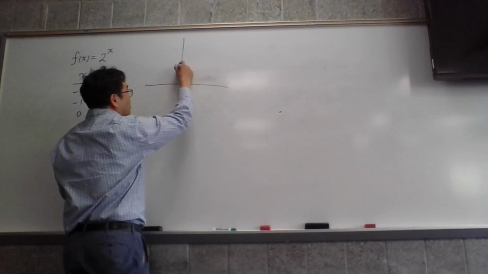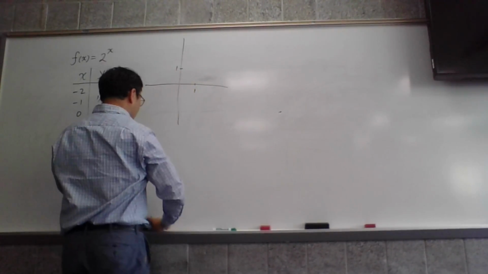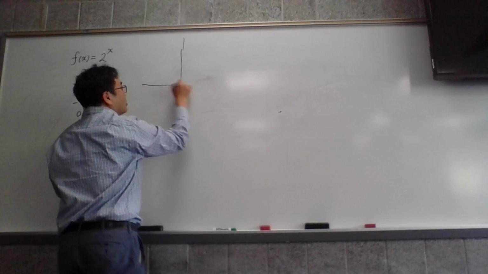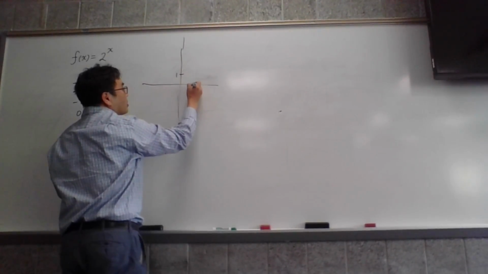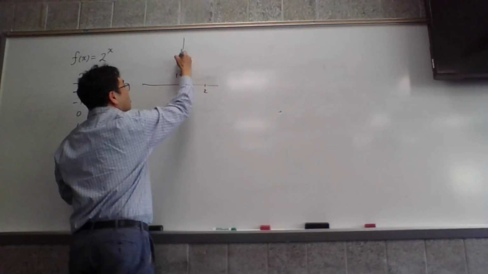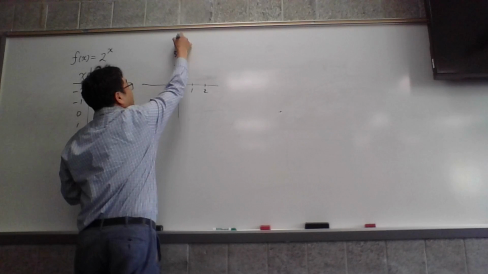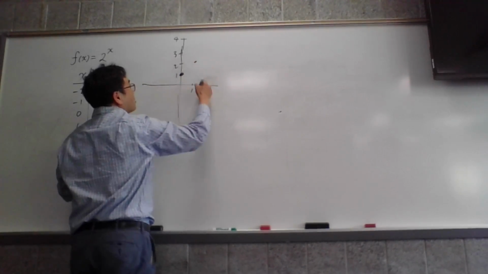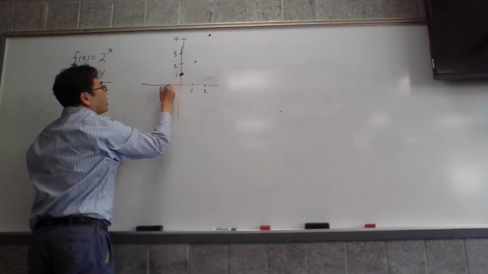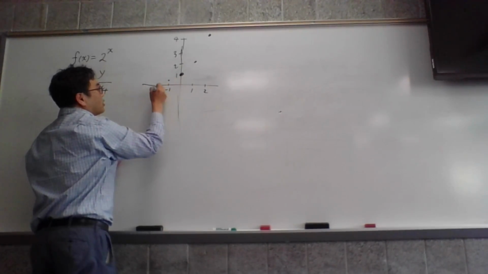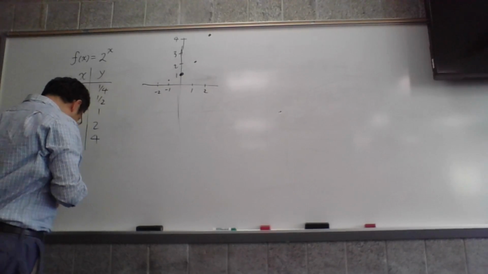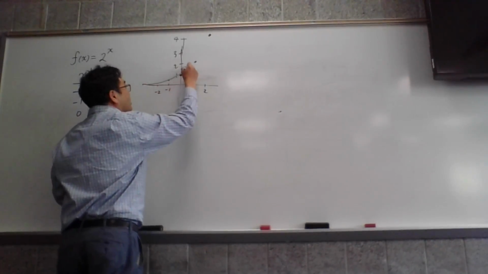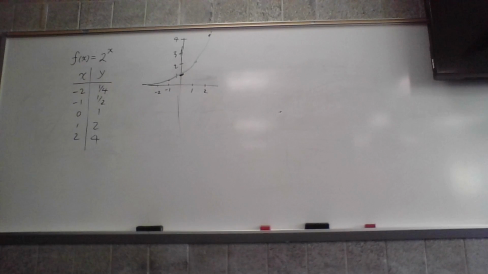At 0, it's 1. At 1, oh, I need to say this is 1, here's 2, this is 2, 3, and then 4. So at 0 it's 1, at 1 it's 2, at 2 it's 4, at -1 it's 1/2, and at -2 it's 1/4. And now you connect these dots to form a smooth graph, and that's the graph of this function. Okay.